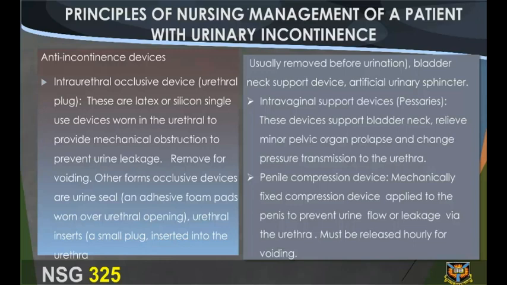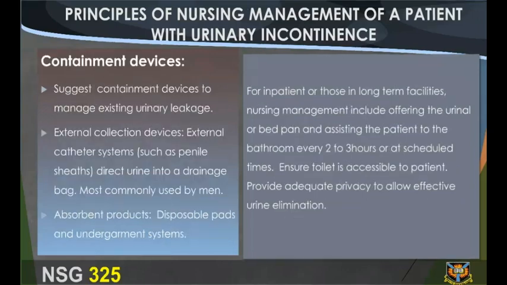Intravaginal support devices, pessaries. These devices support the bladder neck, relieve minor pelvic organ prolapse, and change pressure transmission to the urethra. Penile compression device, a mechanically fixed compression device applied to the penis to prevent urine flow or leakage via the urethra, must be released for voiding.